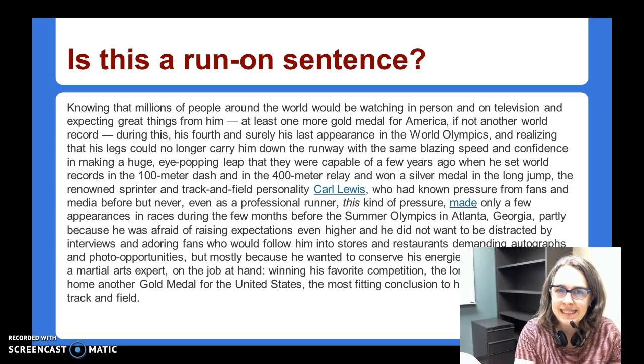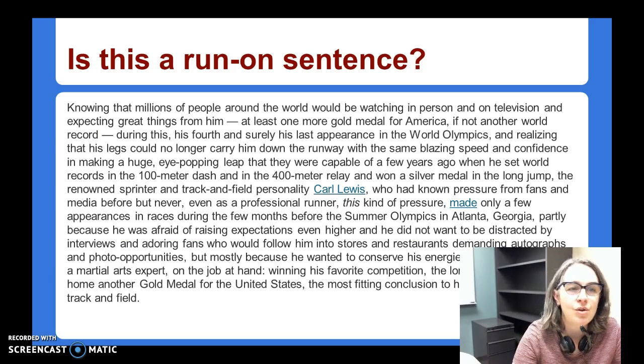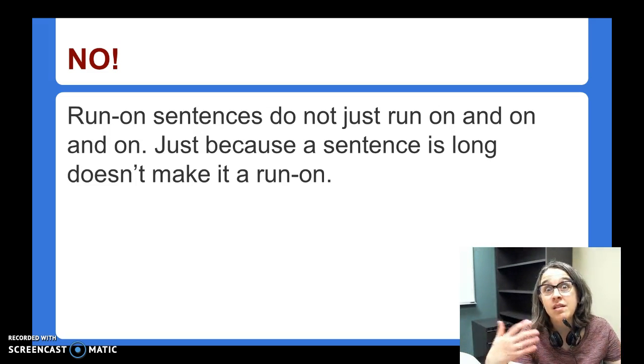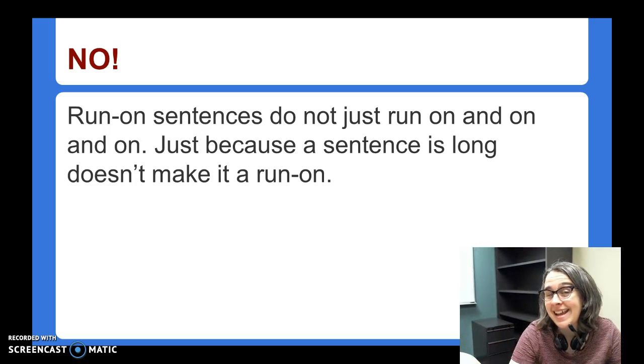Would you say that this is a run-on sentence? Note that there is one capitalized word here at the beginning of the sentence and one period here at the end. Run-on sentence or not? That is actually not a run-on sentence. Often there's a misconception that a sentence is a run-on if it goes on and on and on, and that is not actually the case.